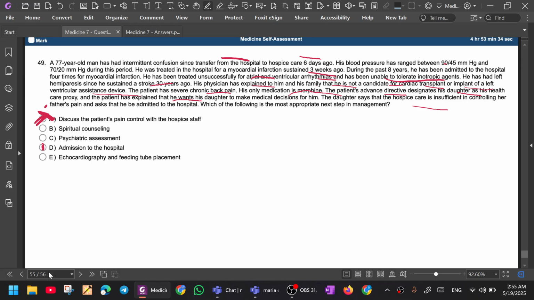The patient has terminal heart failure associated with arrhythmia as well as hemiparesis and has opted to enroll in hospice care. Therefore, care should be taken to eliminate the symptoms related to the patient's chronic illness by discussing the patient's pain control with the hospice staff, rather than admitting him to the hospital again.